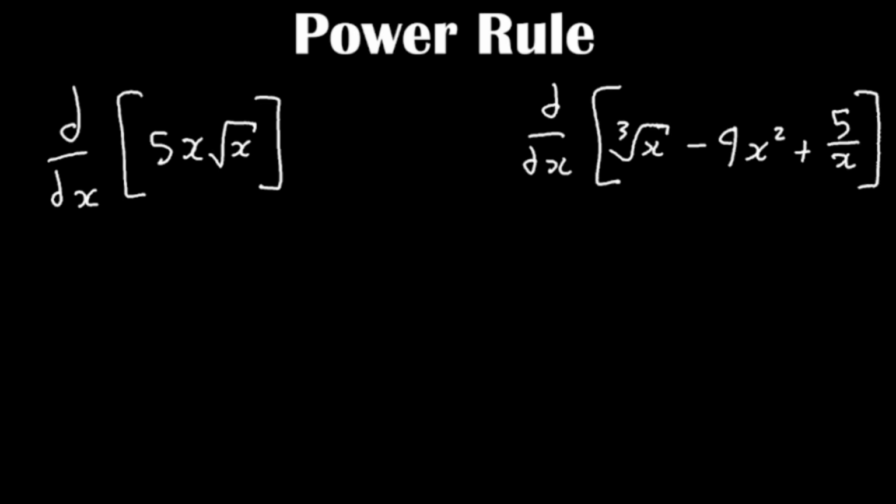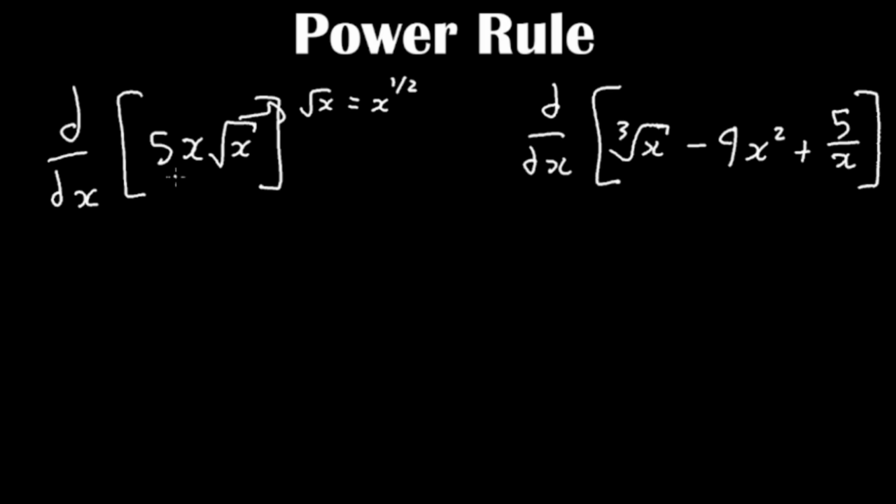Alright, so we have 2 more problems with this. These ones are intentionally a bit more tricky. Okay, so first, we're taking the derivative of 5x times the square root of x. There's a few things that I want to note. First, we haven't really dealt with square roots yet for our power rule. But I just like to note, the square root of x is the same thing as x to the 1/2.